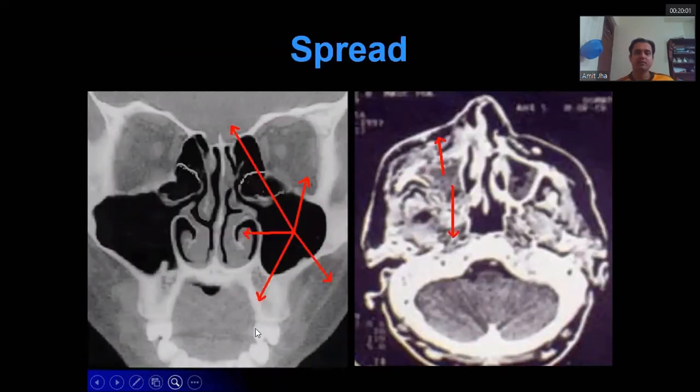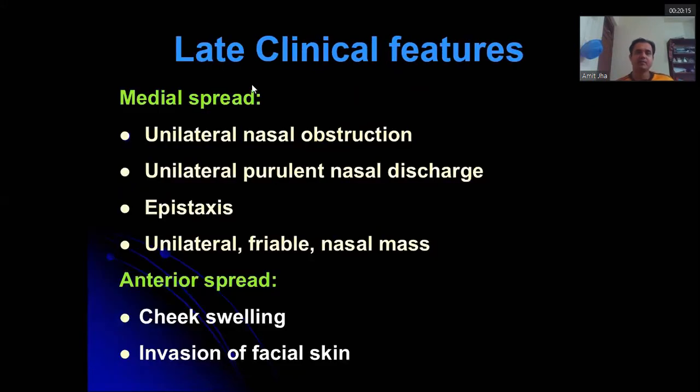Now, how or where does the maxillary sinus malignancy spread? It spreads in any direction, right? It can go anywhere. Superiorly, inferiorly, medially. So those were the symptoms, and these are the late clinical features.